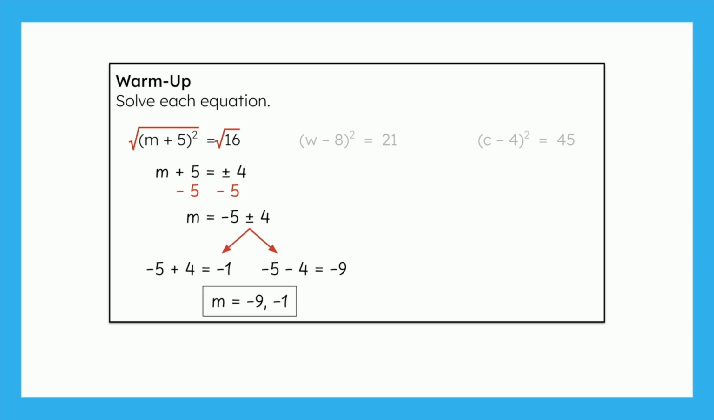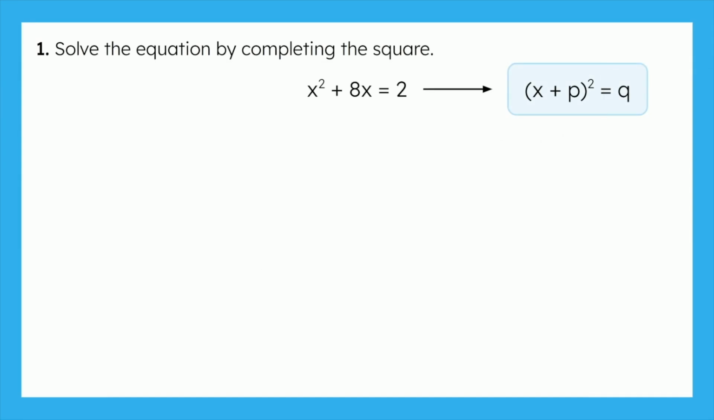That's the same strategy we'll use to solve these quadratic equations, once we can get them to look like these warm-up equations. So then, our goal is to get our original equation into the form x plus something squared equals something, so that we can solve it the way we solved our warm-up equations. But how do we do that? In other words, what does completing the square actually mean?